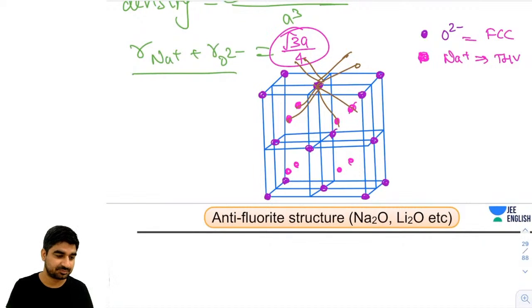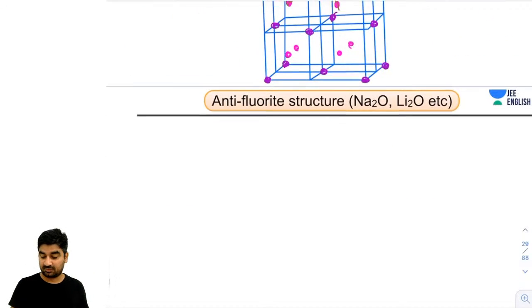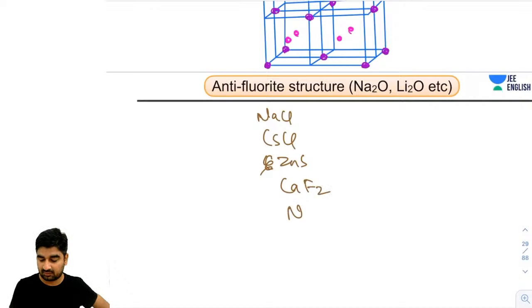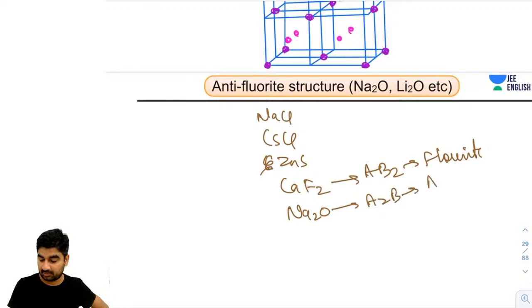No doubt. So we have done NaCl, we have done cesium chloride, then we have done ZnS sphalerite type, then we have done CaF2, then we have done Na2O. The CaF2 or AB2 type structure, we call fluorite, and the A2B type structure, we call anti-fluorite. Any doubt, guys? Please ask if you have any doubt.